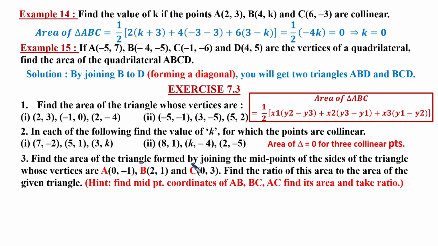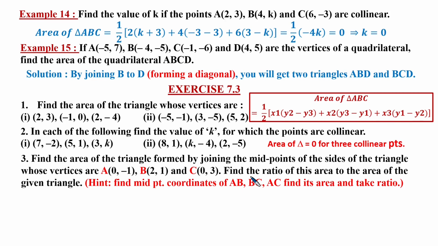Third, find the area of the triangle formed by joining the midpoints of the sides of the triangle whose vertices are A, B and C. So you locate the midpoints of A and B, B and C, and A and C, and draw another triangle from each of the midpoints, and you will have a smaller triangle. How do you get the midpoint? It is (x1 plus x2) by 2, then (y1 plus y2) by 2. That is for AB. Similarly for BC and similarly for AC, you find the points. Once you have those midpoints, say the AB midpoint, BC midpoint, and AC midpoint, you label them.